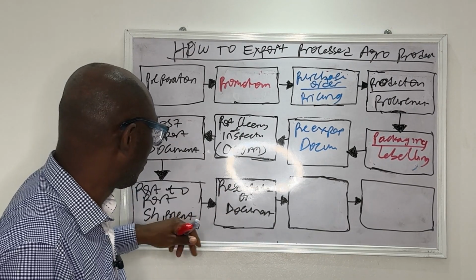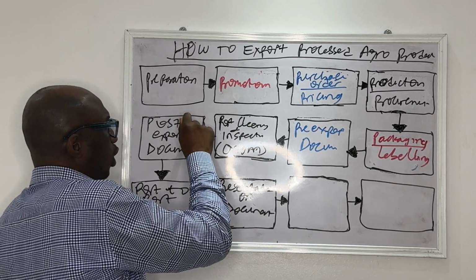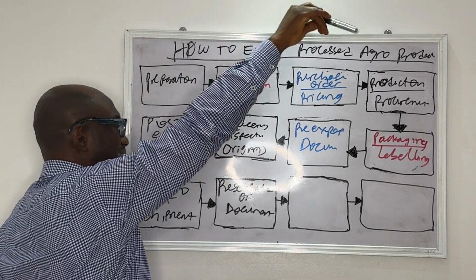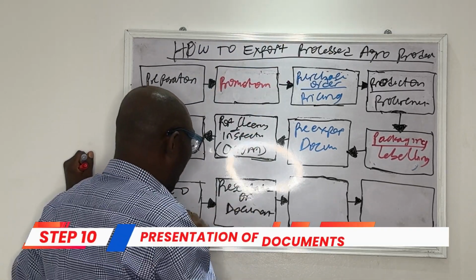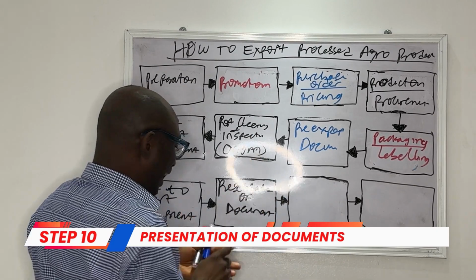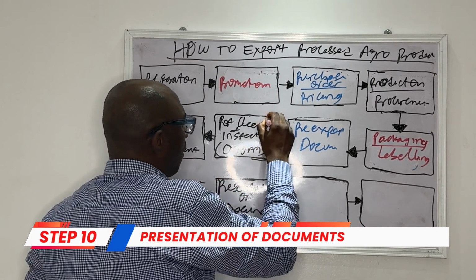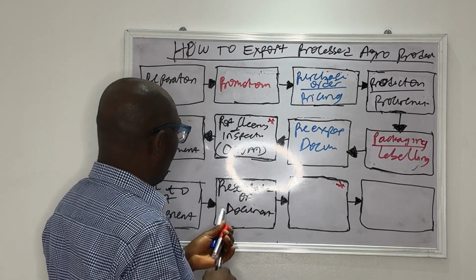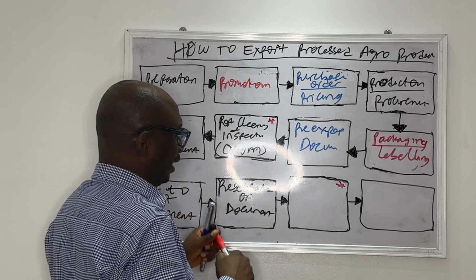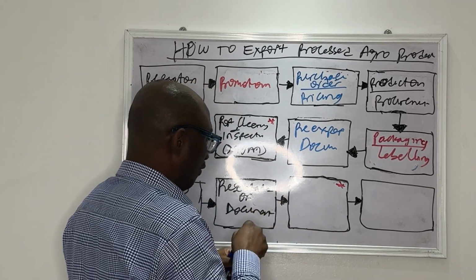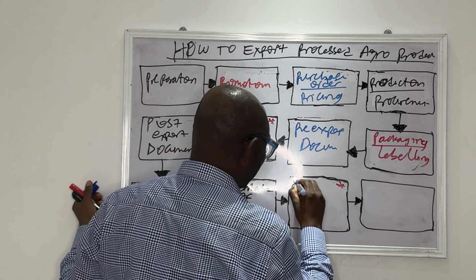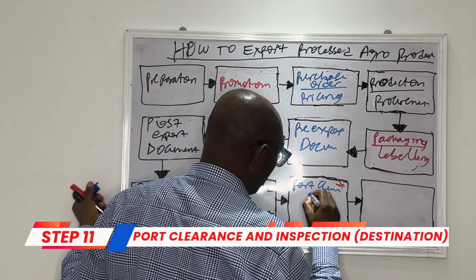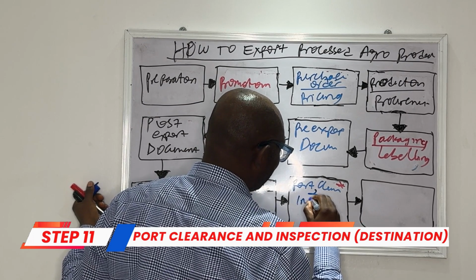We have gotten here now. At this point, I must already have the regulatory requirements at destination, because by the time the goods arrive, there will be a second leg. Remember, at origin we had port clearance and shipment. Now we are going to have port clearance at destination port, port clearance and inspection.